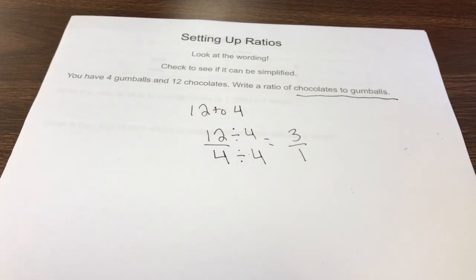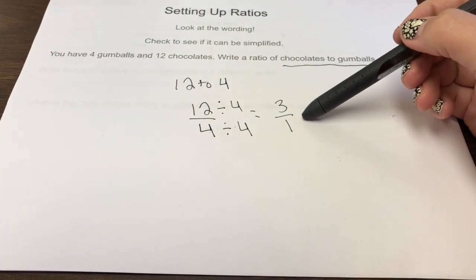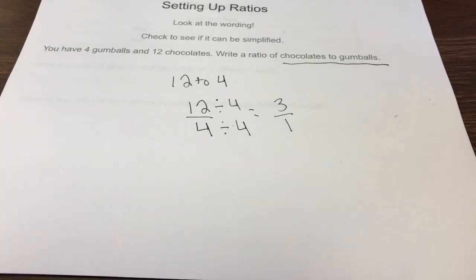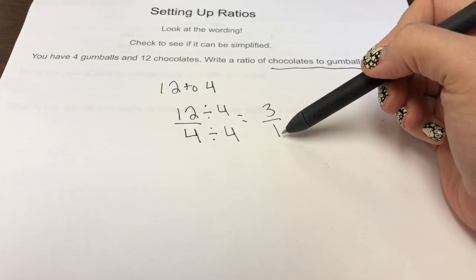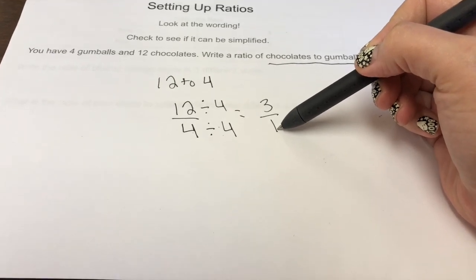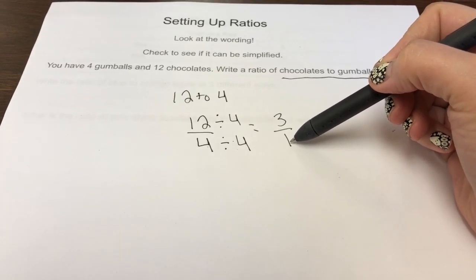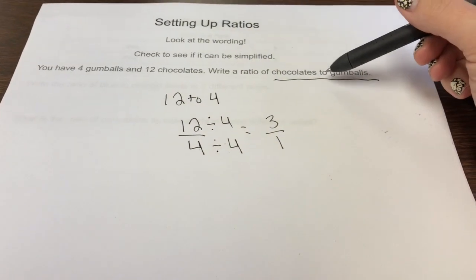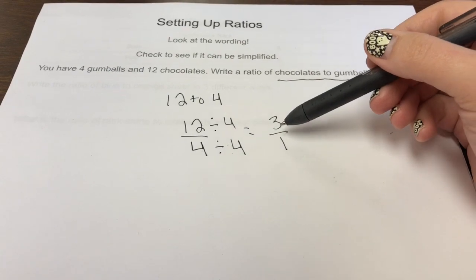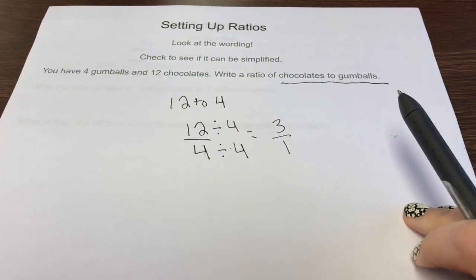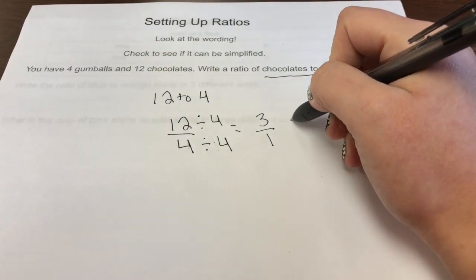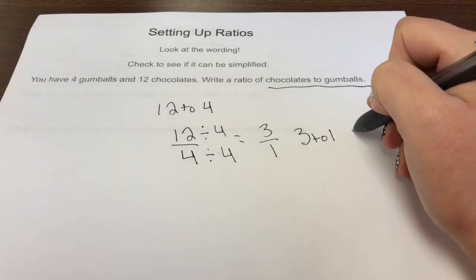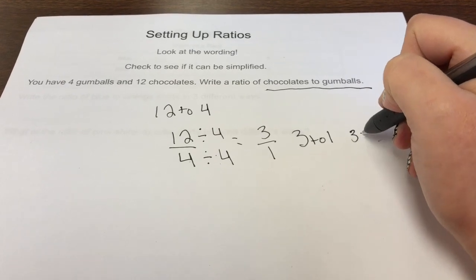So in fraction world, we would simplify that to a whole number because 3 over 1 would be 3. But we are comparing two quantities. So without that bottom number as 1, without that denominator of 1, we wouldn't know what the ratio of chocolates to gumballs would be. So you have to keep that 3 to 1 ratio. And just for fun, let's go ahead and write it in the 3 different forms. So it would be 3 to 1 and 3 colon 1.